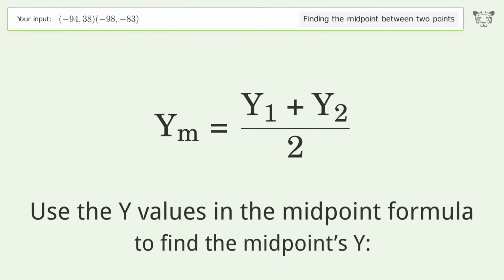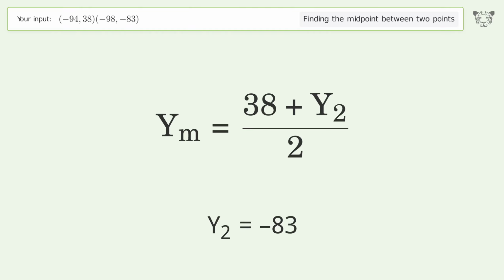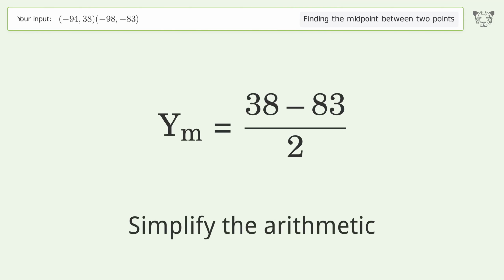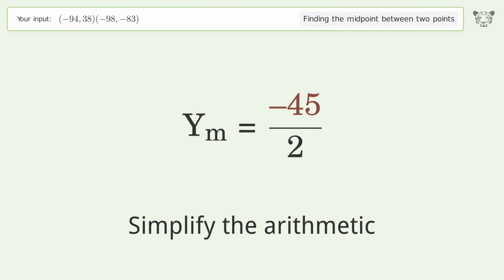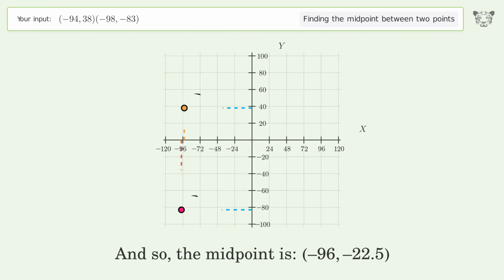Use the y values in the midpoint formula to find the midpoints y. y1 equals 38. y2 equals -83. Simplify the arithmetic. And so, the midpoint is -96, -22.5.